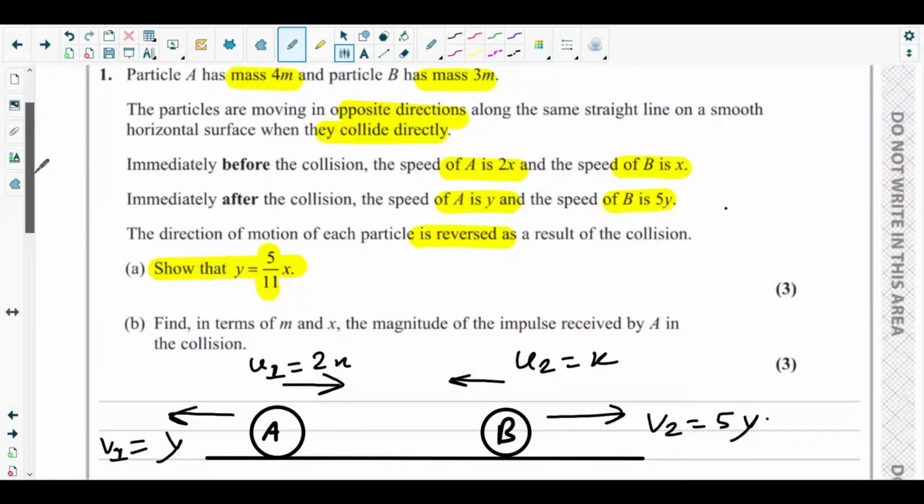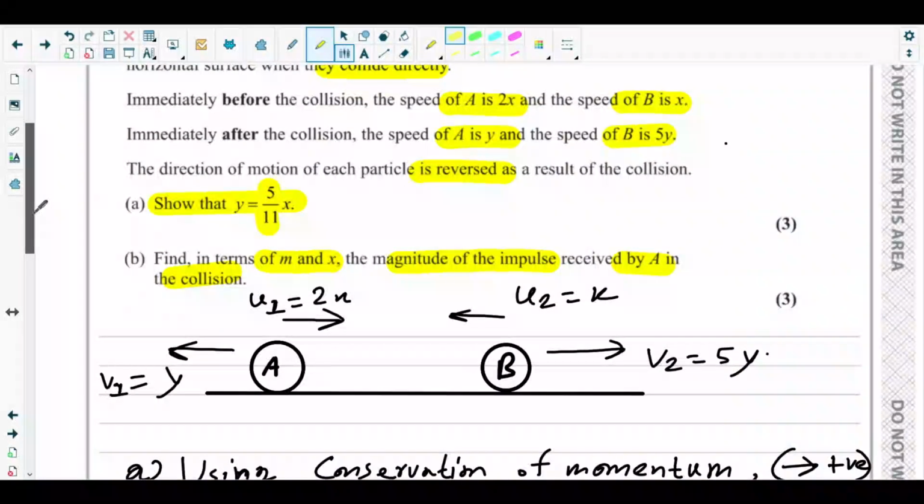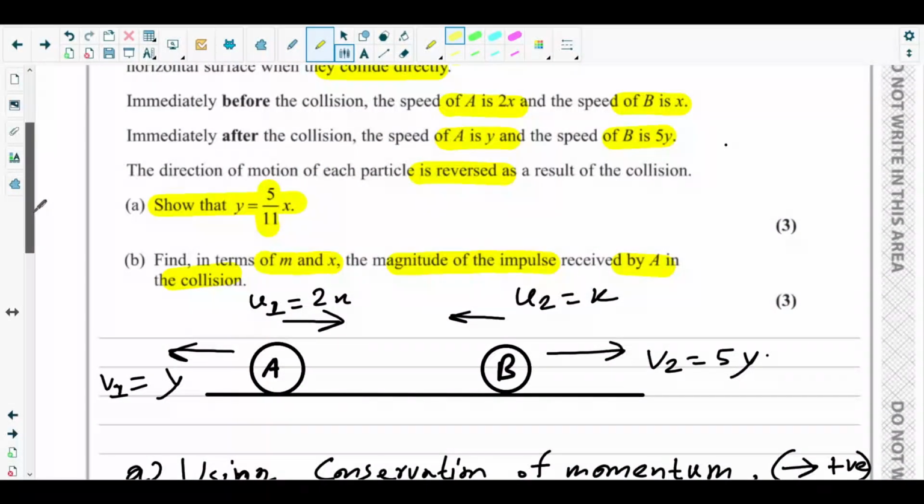In part B, the question asks to find, in terms of m and x, the magnitude of the impulse received by A in the collision. Impulse is basically change of momentum. So who is giving that impulse? The impulse received by A is due to the force of particle B on particle A during the collision. So we need to find the amount of impulse received by particle A, in terms of m and x.